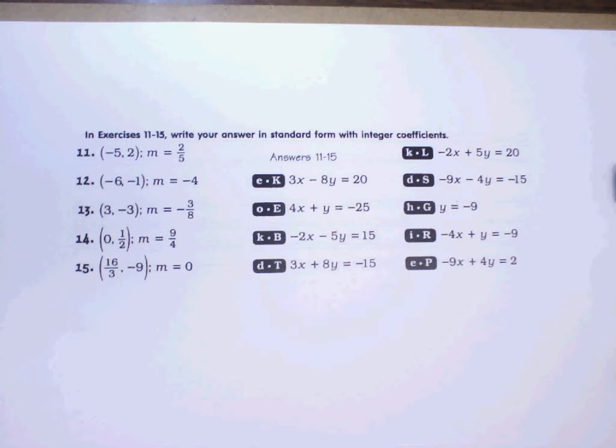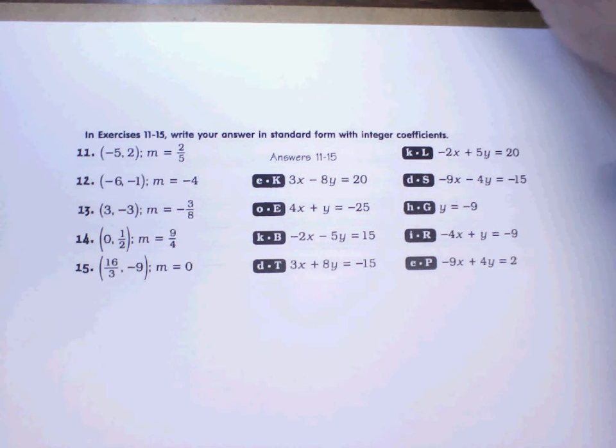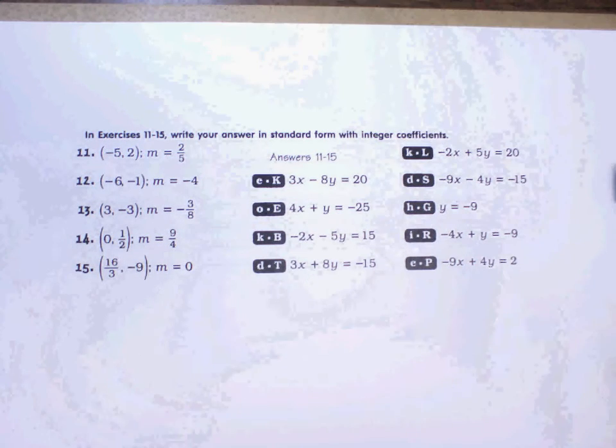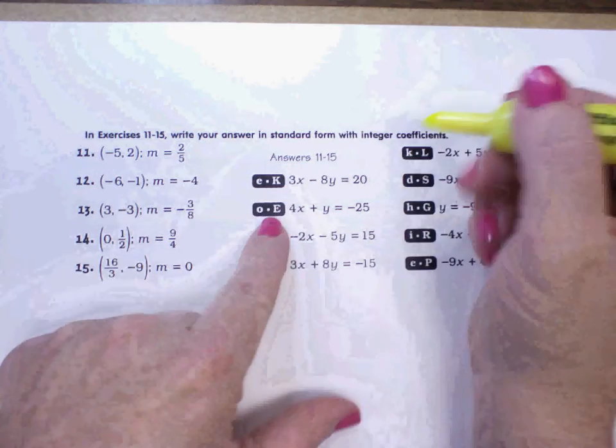All right, babies. So for today's homework, we're going to learn how to write equations in standard form. And you really need to know how to do this because there's a big chunk on the test that deals with this. All right. So it says in exercises 11 through 15, write your answers in standard form.